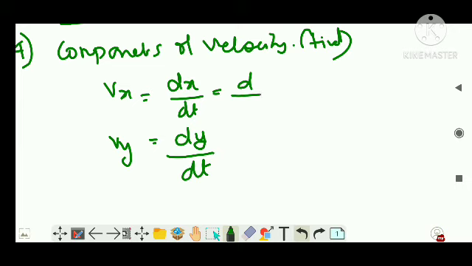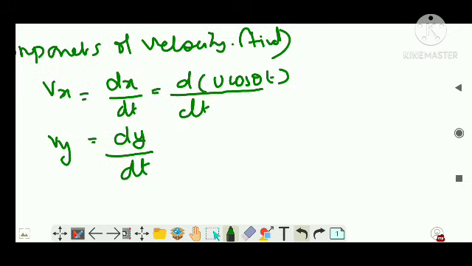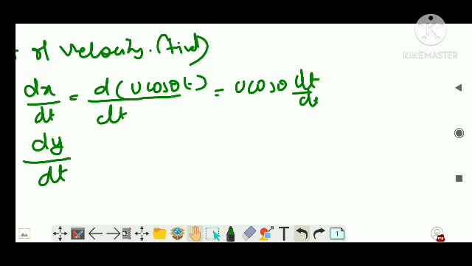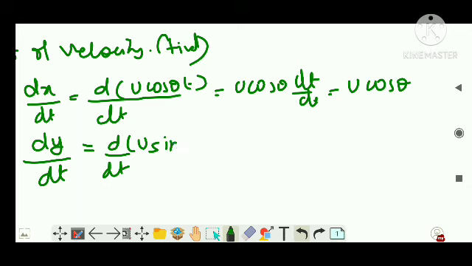And in place of x, I can write u cos theta t as per the previous one. So u cos theta is a constant term, I can write it outside. It is u cos theta dt by dt. Now dt cancels out, and hence I can write it is u cos theta only. That is our velocity in x direction. Now similarly for this one, d by dt of u sin theta t minus half gt square.